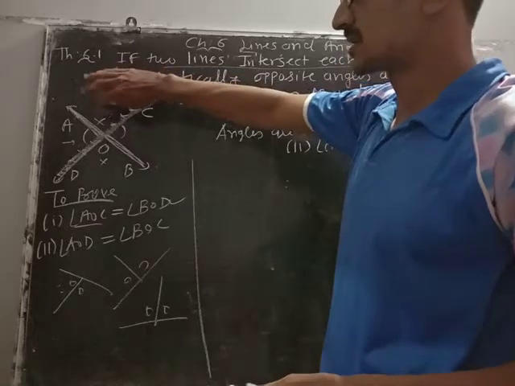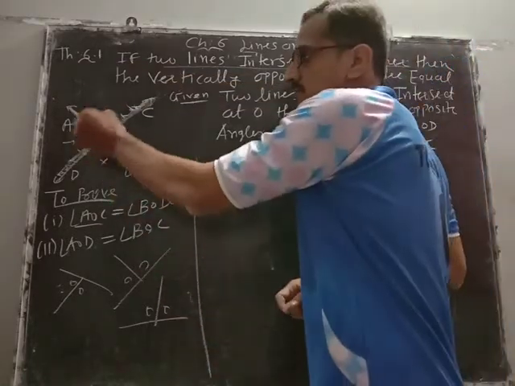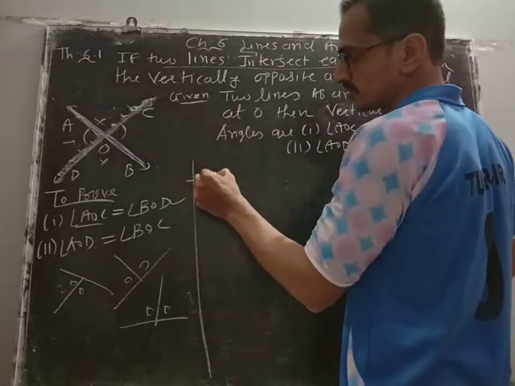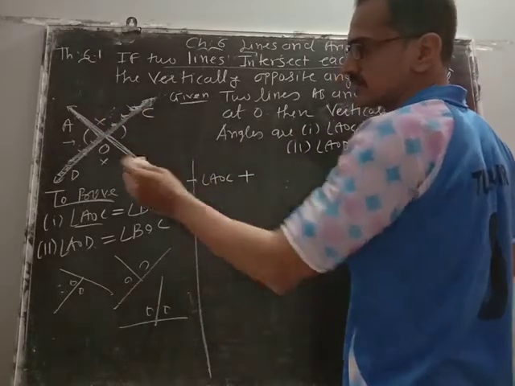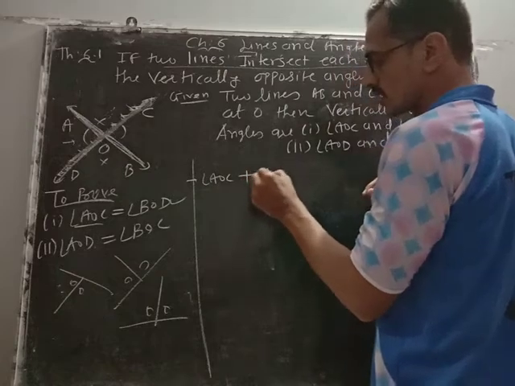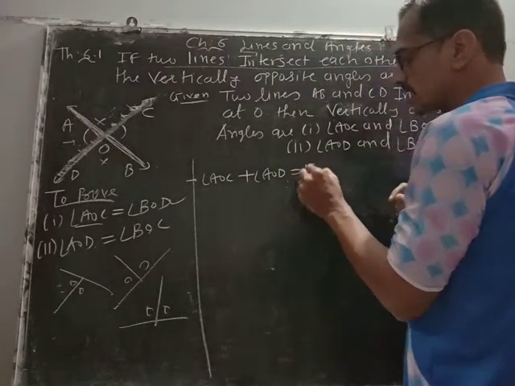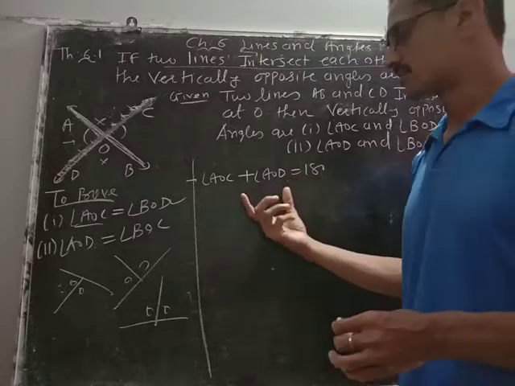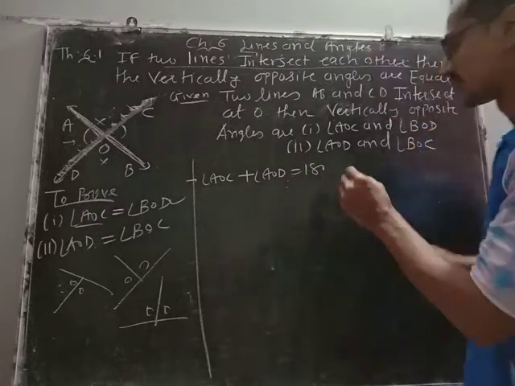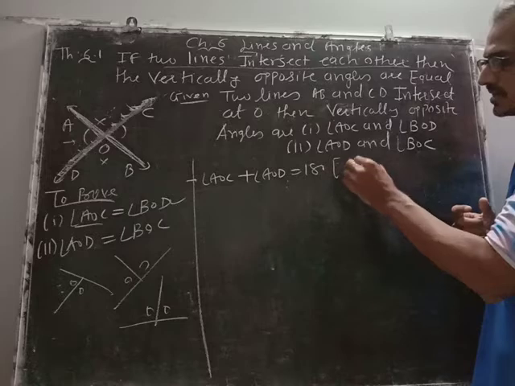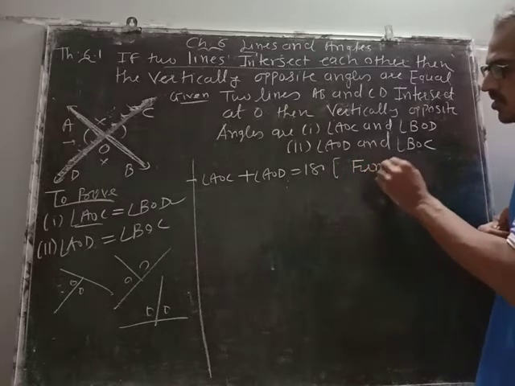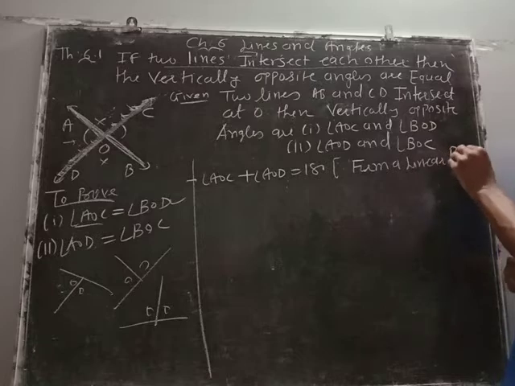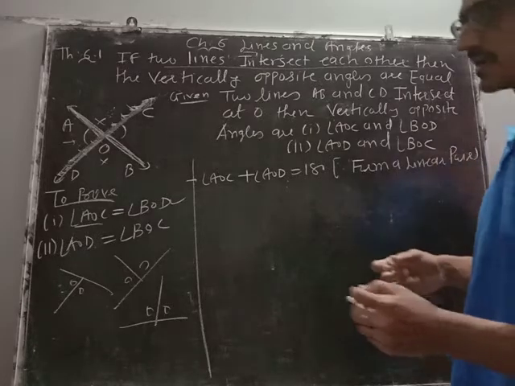Name of these angles: AOC, this one, plus AOD equals 180, because the two angles which form a linear pair, their sum is 180. This is the simple reason we are going to write: form a linear pair. Okay.